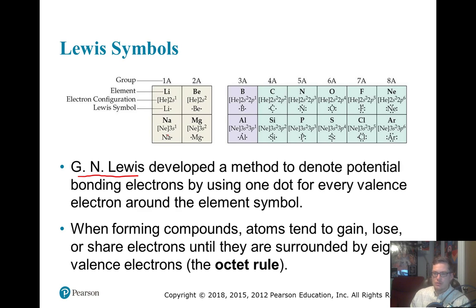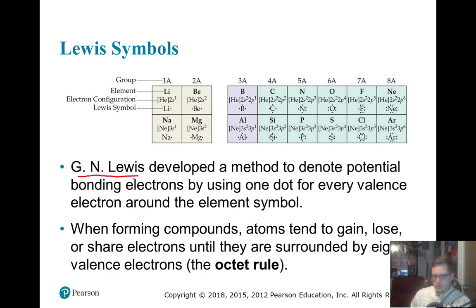He called these the Lewis dot structures. Essentially, it's just the name of the element with a dot around it representing each of the valence electrons. Here we've got group 1A, which has one valence electron, so it gets one dot. The 2As have two valence electrons, so they get two dots. And 3A, 3, 4A, 4, and so on, until eventually you get to the noble gases where you have 8.